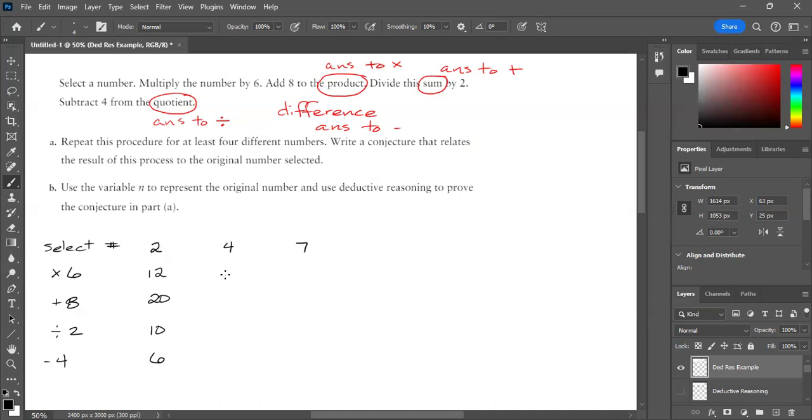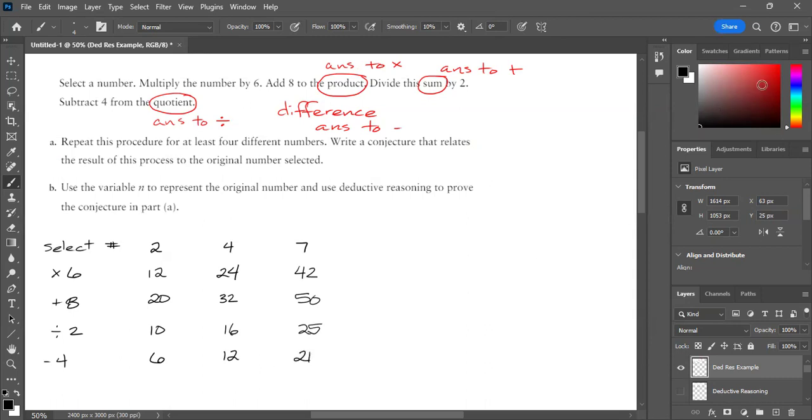Now let's do the same thing with the 4. 4 times 6 is 24. 24 plus 8 is 32. 32 divided by 2 is 16. 16 minus 4 is 12. Now let's do 7. 7 times 6 is 42. 42 plus 8 is 50. 50 divided by 2 is 25. 25 minus 4 is 21.